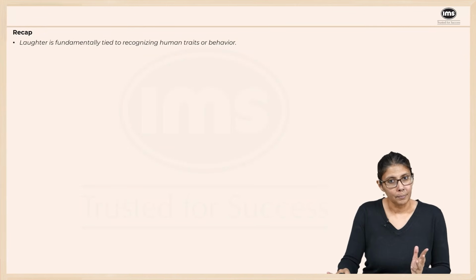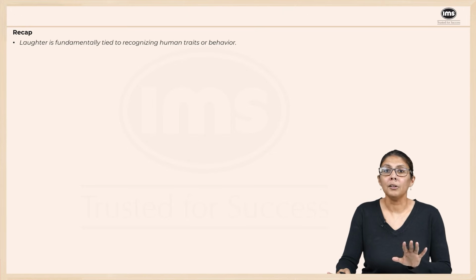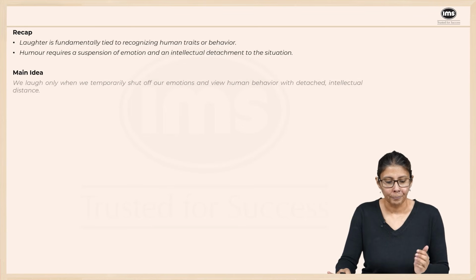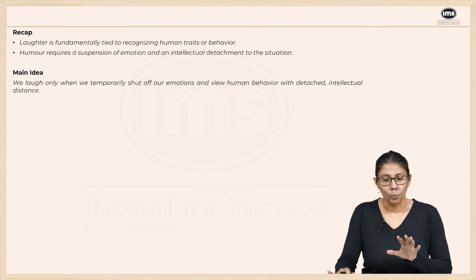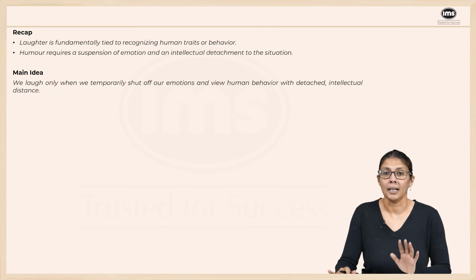Let's do a very quick recap. There are only 2 paragraphs and they're fairly simple to understand. In the first paragraph, we talked about how laughter is tied to something fundamentally human. And in the second paragraph, we required humor to be a product of suspension of emotion. We have to practice intellectual detachment to not really feel anything in order to find it funny. And this pretty much is the main message of this passage also. We laugh only when we temporarily shut off our emotions and view human behavior with detached intellectual distance. We have to look at the world as a spectator to find aspects of it funny.